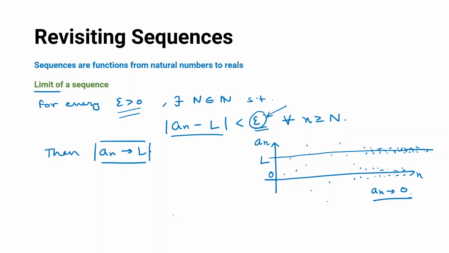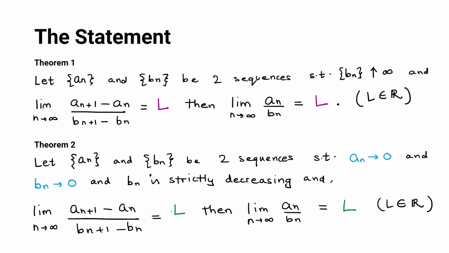Now we can come to the actual meaty part of the theorem. This theorem has two parts, and I'll read out both of them. The first theorem says that if an and bn are two sequences and bn increases to infinity, and the limit as n tends to infinity of (an+1 minus an) divided by (bn+1 minus bn) exists and is equal to L, then the limit of an by bn itself is also going to be equal to L.